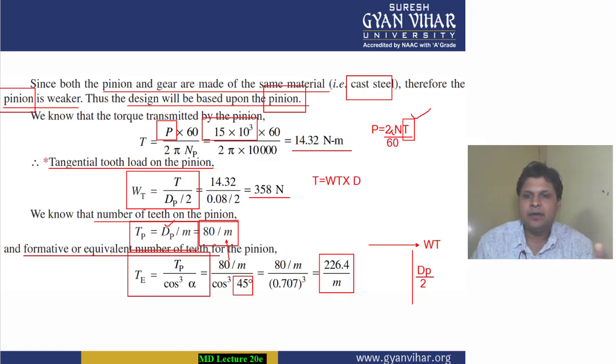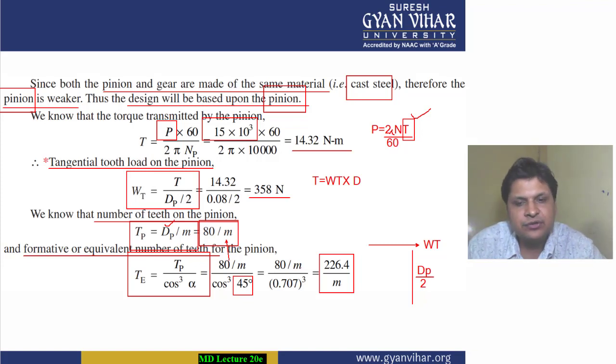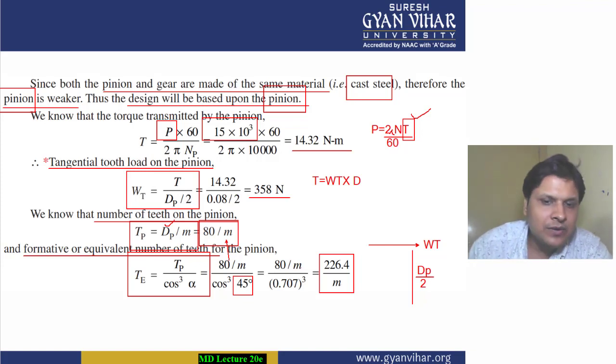Putting the value we will get an expression for the equivalent number of teeth, and it is 226.4 divided by m. Always keep in mind that this is a question of helical gear, therefore we will have to calculate the equivalent number of teeth. If you go directly by using the actual number of teeth, then you will get the wrong answer, because this is not a question of spur gear design, this is a question of helical gear design.